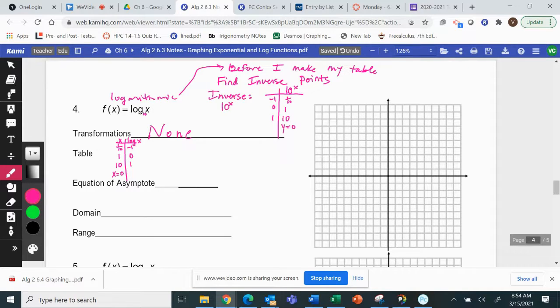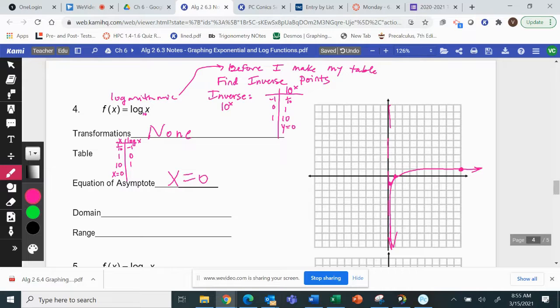So there's no transformation. So my asymptote is x equals 0. And that one is vertical. Like everything's switched, x's and y's. I've got 1/10, -1, 1, 0, and then 10, 1. And then it has that logarithm shape.